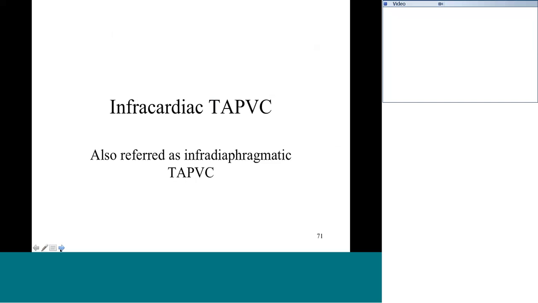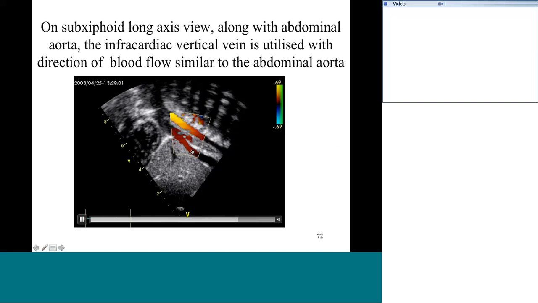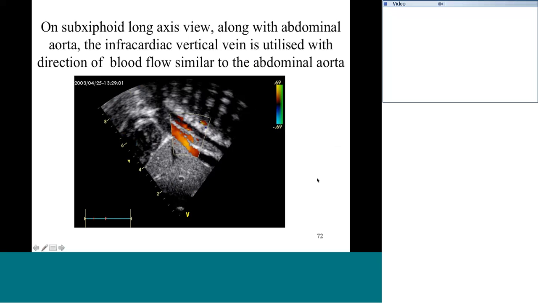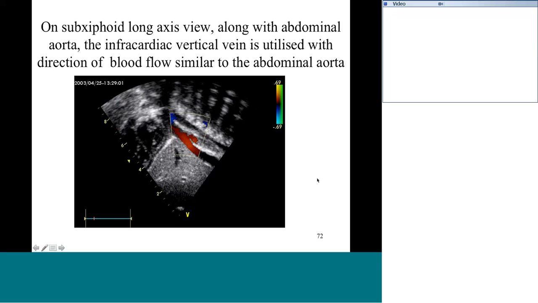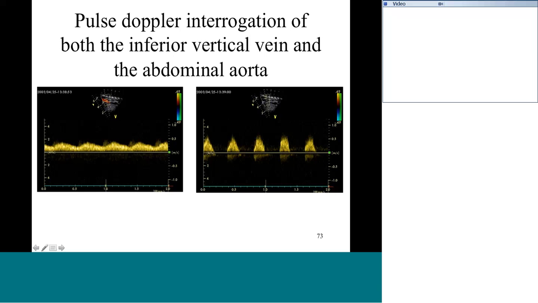Infracardiac TAPVC is also called infradiaphragmatic TAPVC. The classical hallmark is a vertical vein that courses anterior to the aorta and courses down towards the infra-abdominal portion, very often draining into the portal vein, sometimes into the ductus venosus or hepatic vein or inferior vena cava, but the most common site is the portal vein. The way to differentiate between the aortic flow and the pulmonary venous flow: pulmonary venous flow will be continuous, whereas aortic flow will be pulsatile.